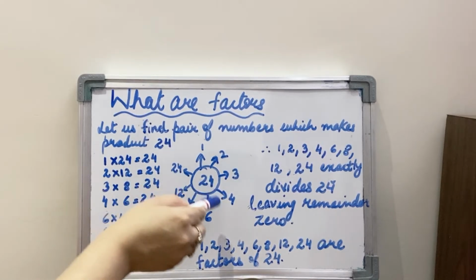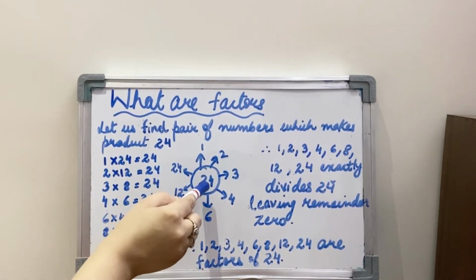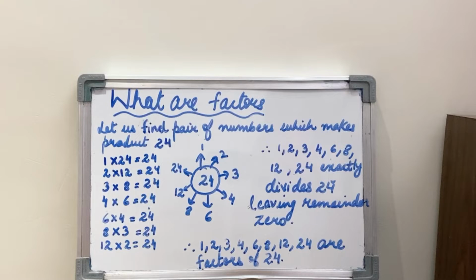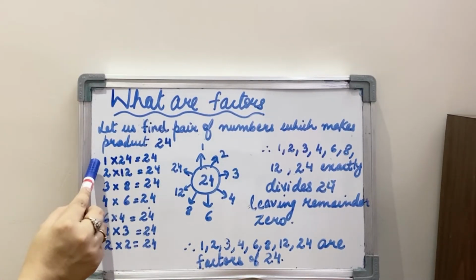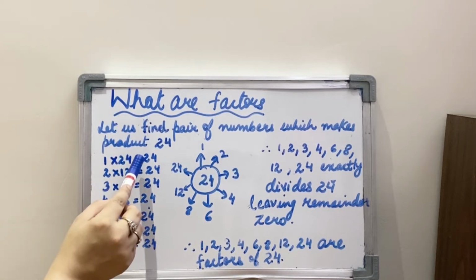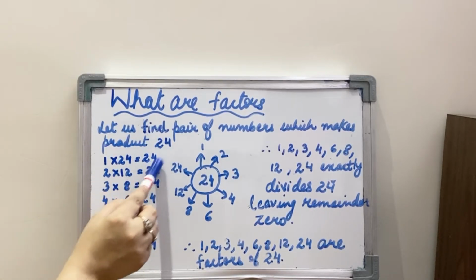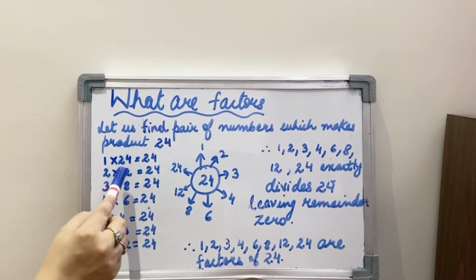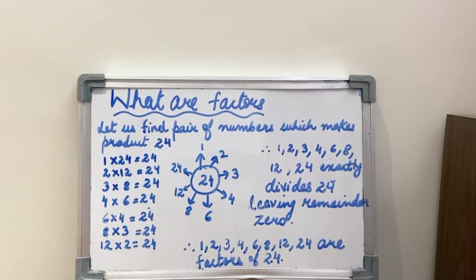Now, if these are the factors, then what do we call 24? 24 is a multiple. Why multiple? Because we are getting this after multiplication of numbers. So this is a multiple. These numbers are known as factors.